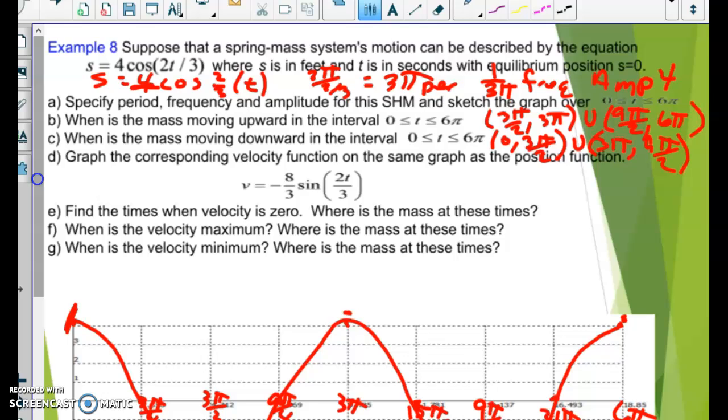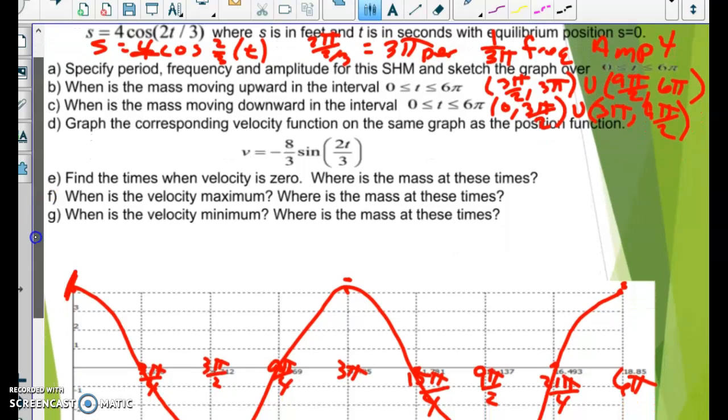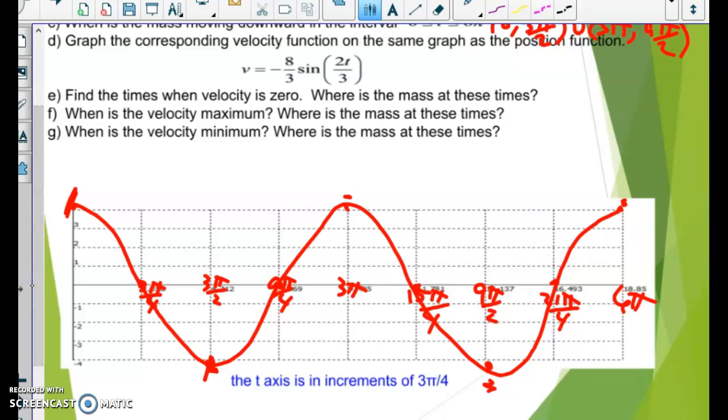Graph the corresponding velocity function on the same graph. So if I do the same graph of the velocity function, I end up with the same period, 2 pi divided by 2/3. My amplitude is just a little bit less, and it's flipped. The normal sine goes up first and then down. I'm going to go down and then up.